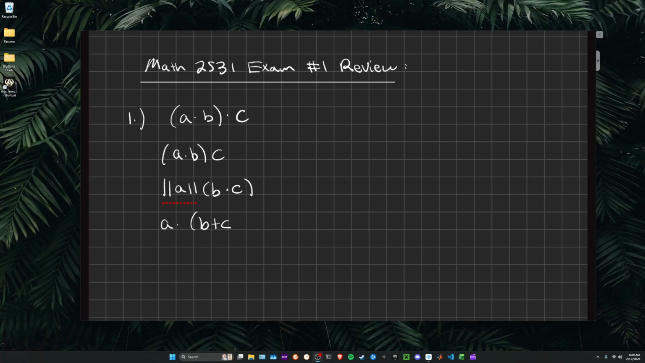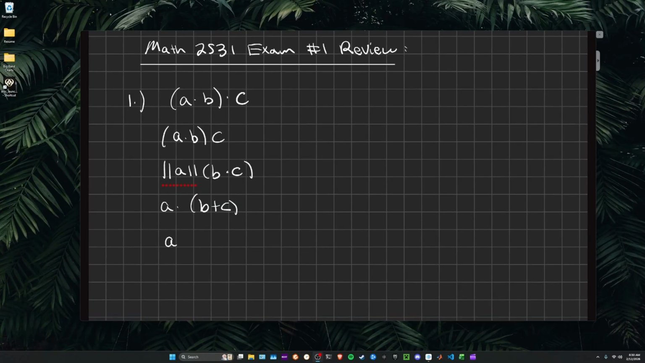Then we have A dot B plus C. And this is also meaningful. B plus C is a vector, so A dotted with B plus C is a dot product of two vectors, which yields a scalar.